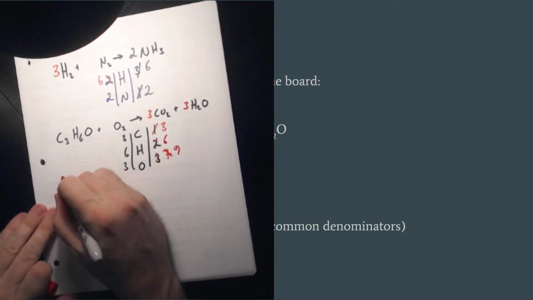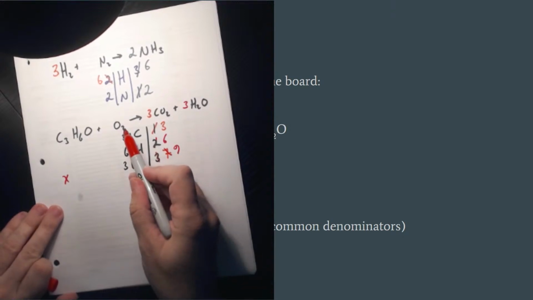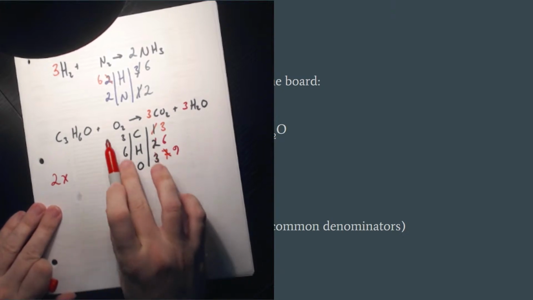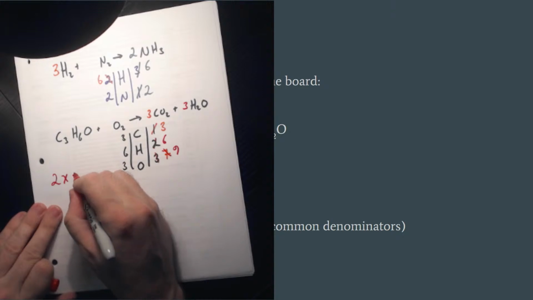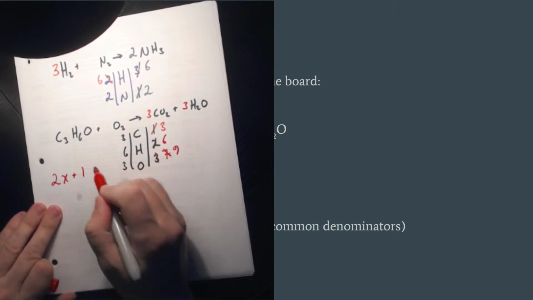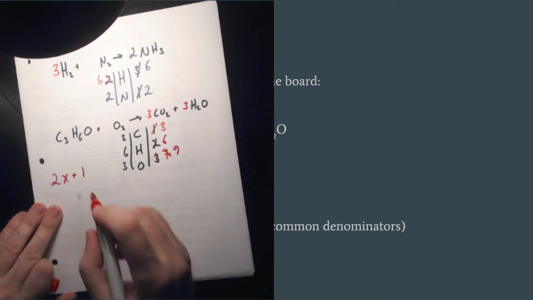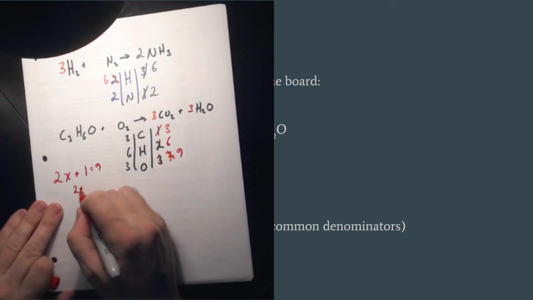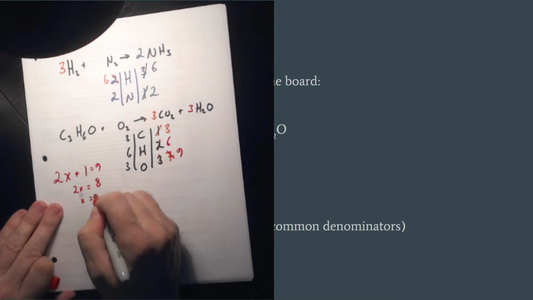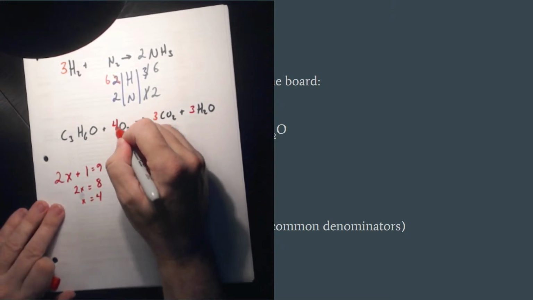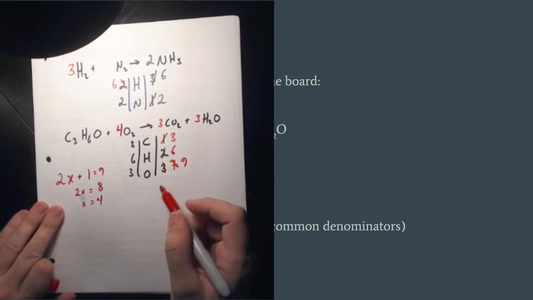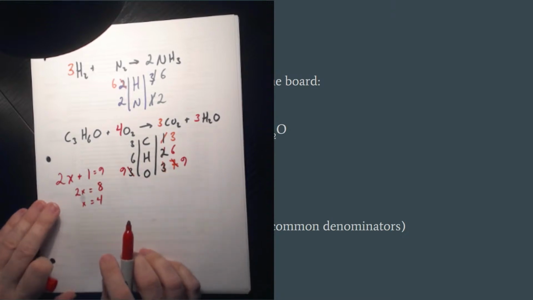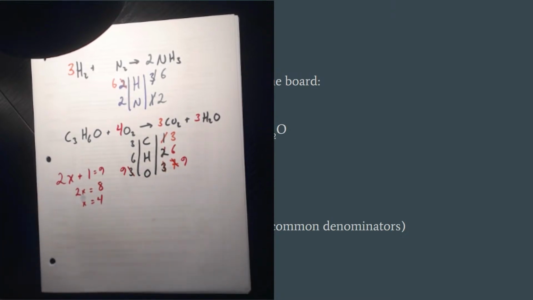So we have some number, x, that we want to put in front of oxygen. This gives us 2 atoms of oxygen for every one of those molecules. Plus, we get 1 atom of oxygen from this guy. Okay. And we want that to add up to 9. Which means 2x equals 8, or x equals 4. Which means we want 4 molecules of oxygen over on the left. 4 times 2 is 8, plus 1 is 9.